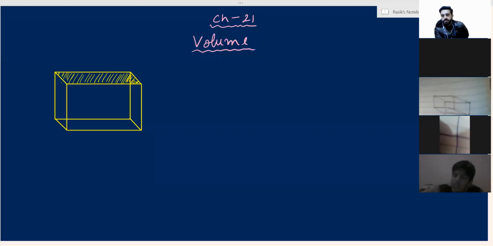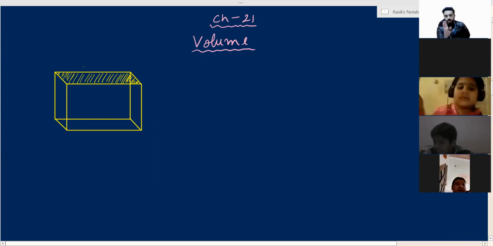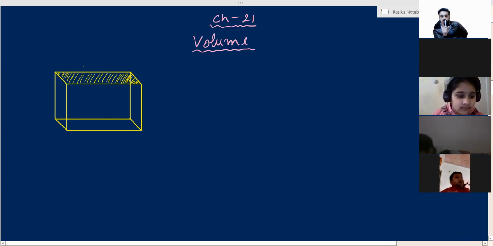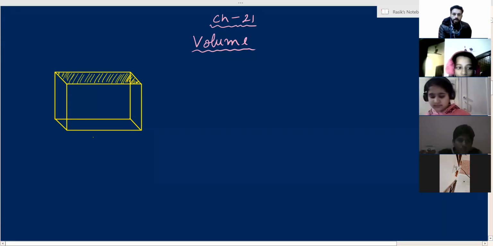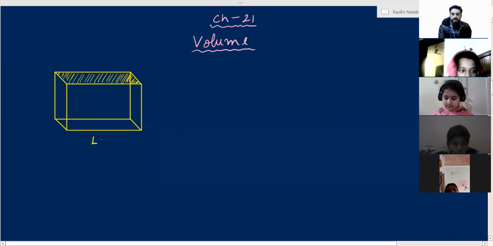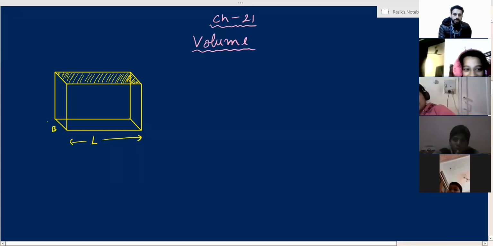Very nice. So a cuboid has three dimensions, like we said. It has a length, it has a breadth, and it has a height. So what is the length of a cuboid? This is known as L, length of the cuboid, this side. What is breadth? This is breadth of the cuboid, this corner.